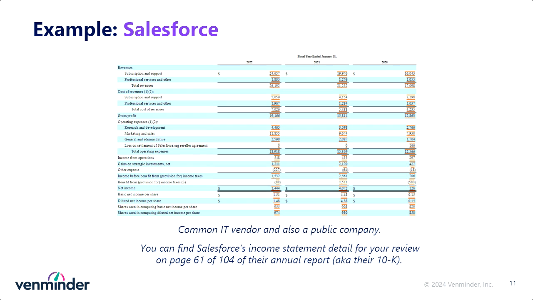To add some pragmatic advice and some practicality, let's look at a public company's financial statement and its income statement, in this case, Salesforce, and this is over three years. This is a common IT vendor that maybe many of you are already working with. They provide CRM or customer relationship management software, among many other technology. But in their annual filing, their 10-K that's reported publicly to the SEC, you can find Salesforce's income statement detail that we've pasted a screenshot of here on page 61 of 104 of their annual report. So you've got to dig a little bit, but you'll find it, and in there you'll find some of the key line items we'll walk through in the next couple pages.